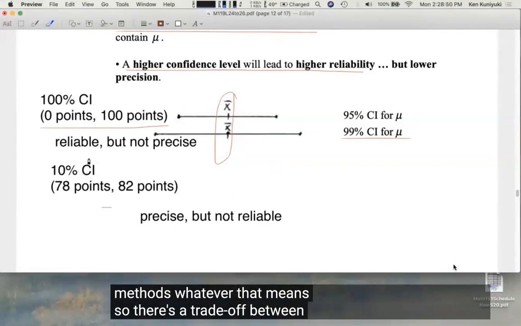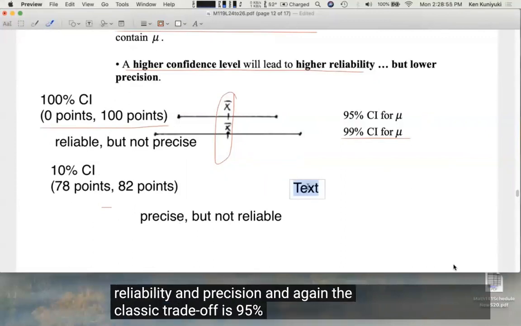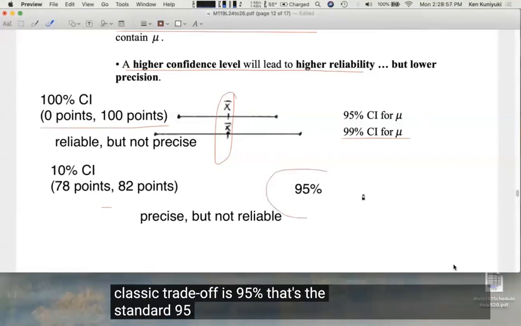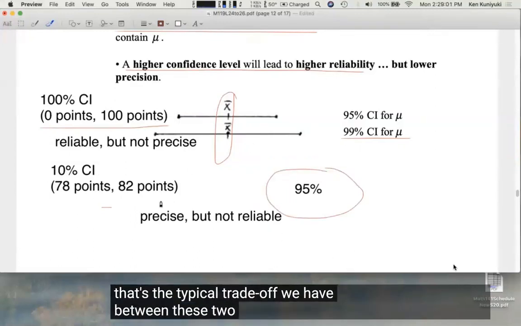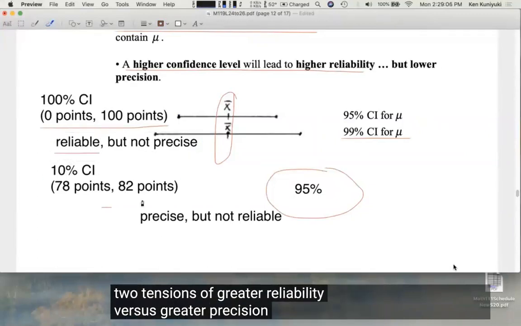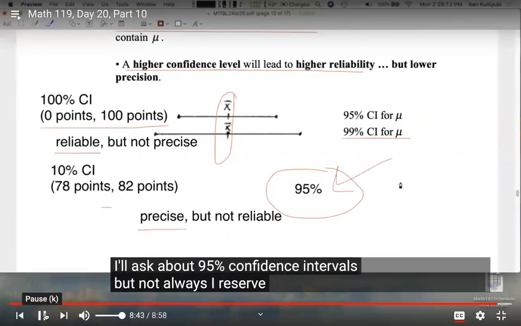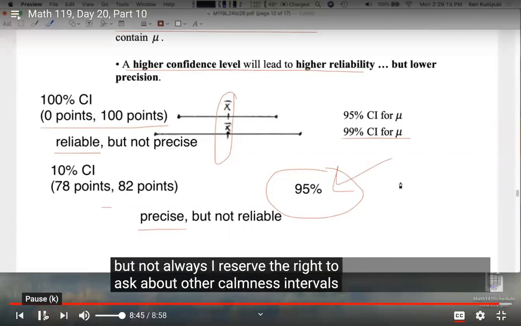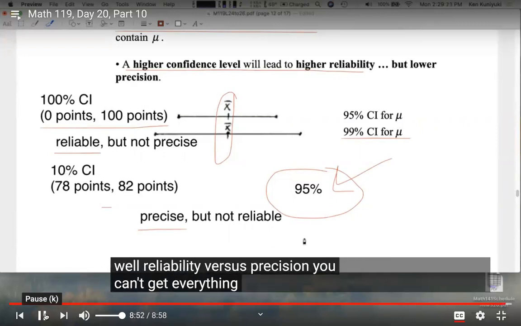So there's a trade-off between reliability and precision. And again, the classic trade-off is 95%. That's the standard. 95% is the gold standard. That's the typical trade-off we have between these two issues, between these two tensions of greater reliability versus greater precision. So very often I'll ask about 95% confidence intervals, but not always. I reserve the right to ask about other confidence intervals as well. Reliability versus precision. You can't get everything in life.